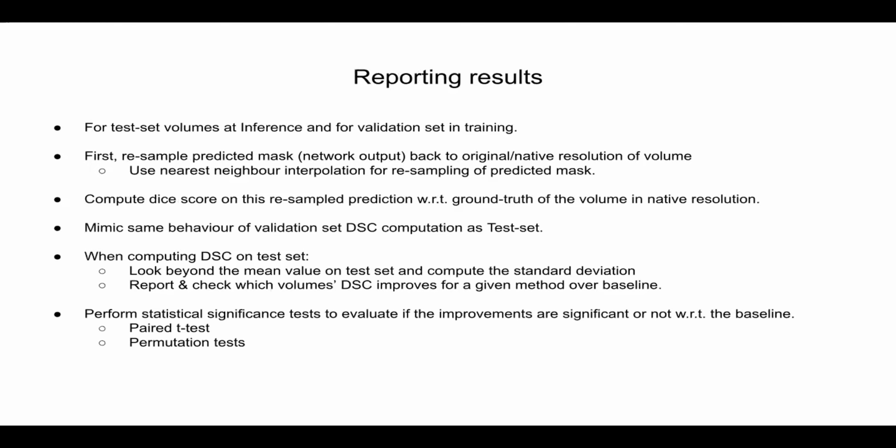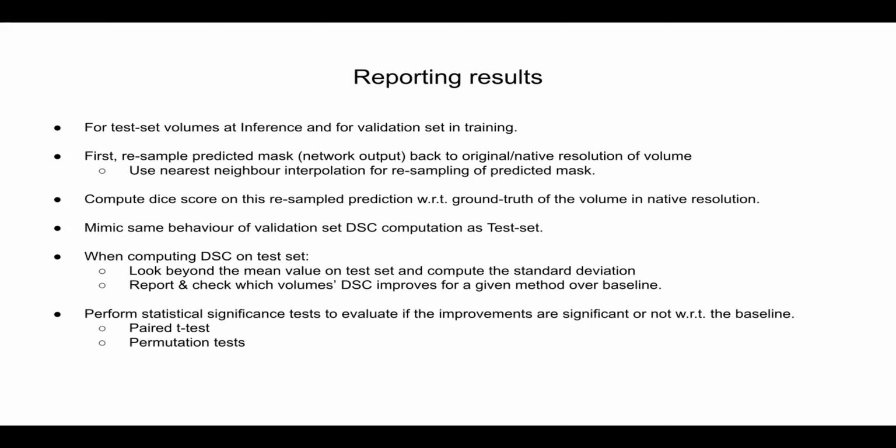And coming finally to reporting these results. In the test set, as well as on the validation set, what we want to do is first resample both the image and the mask to whatever resolution we have predefined for the training. And once we get the prediction, we use nearest neighbor interpolation to resample this predicted mask back to its original resolution, and then compute the dice score on this prediction, which is resampled back to its native resolution.